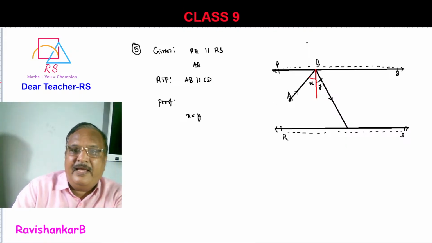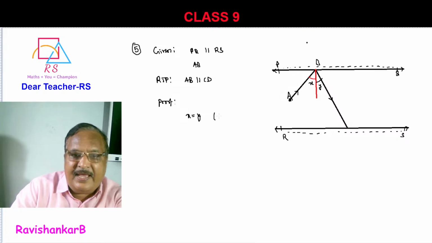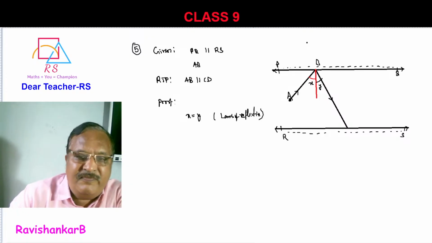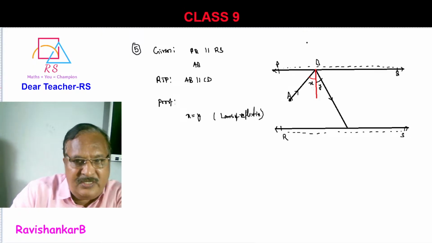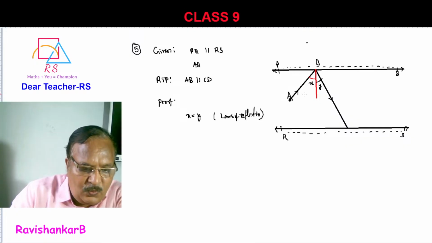So then x is equal to y because of the law of reflection. In the law of reflection, the angle of incidence is equal to the angle of reflection. Here x is the angle of incidence and y is the angle of reflection. These two angles are equal.